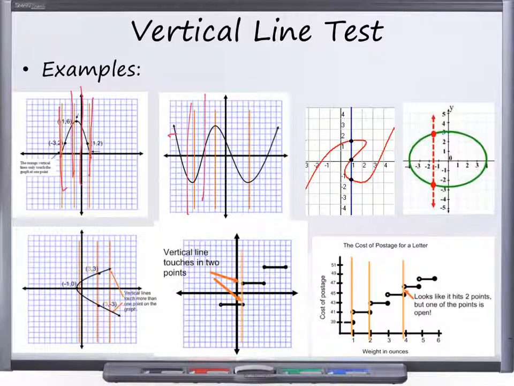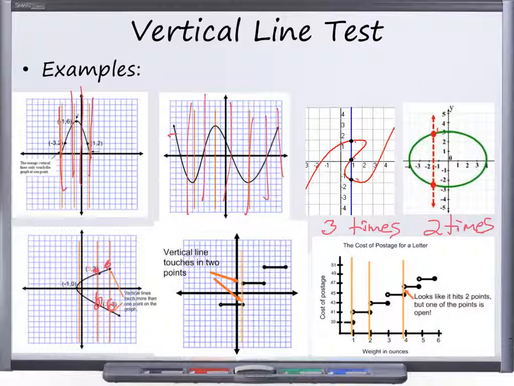Same with this. This is a cosine curve. I cannot hit it more than once. But this one, notice I've got 1, 2, 3 intersections. So it hits it 3 times, so it's not a function. Here I'm hitting it twice, so it's not a function. Over here, again, each one is hitting it twice, so it's not a function.